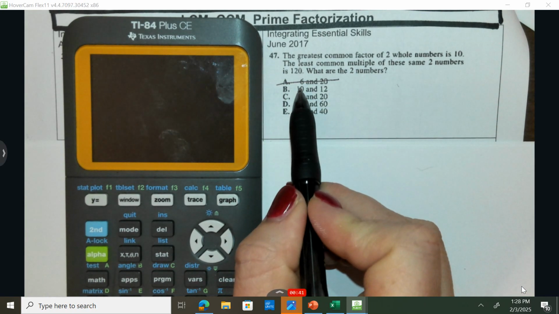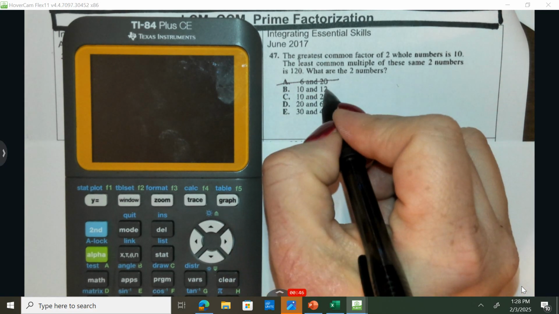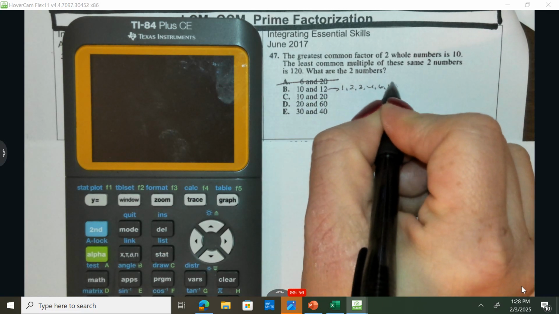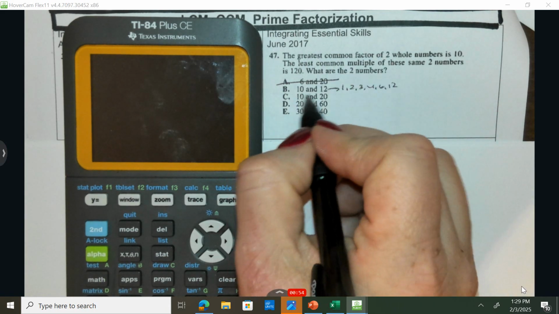Now, yes, 10 is the largest factor of 10, but 10 is not even a factor of 12. For my visual learners, factors of 12 would be 1, 2, 3, 4, 6, and 12. 10 is not even a factor, so it can't be the largest common factor.